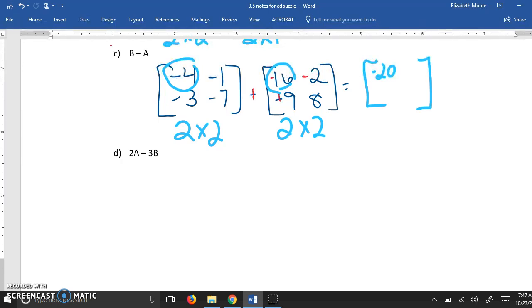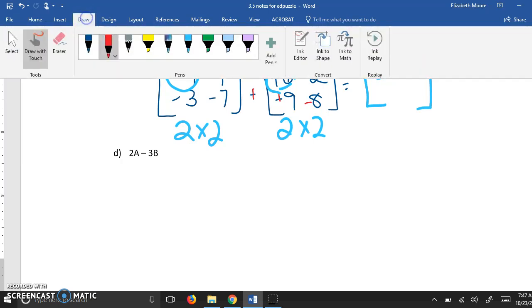So 16 became negative, 2 became negative, -9 became positive, 8 becomes negative. And now it's just an addition problem. So sometimes that's easier to think of. It's really up to you how you want to do that.